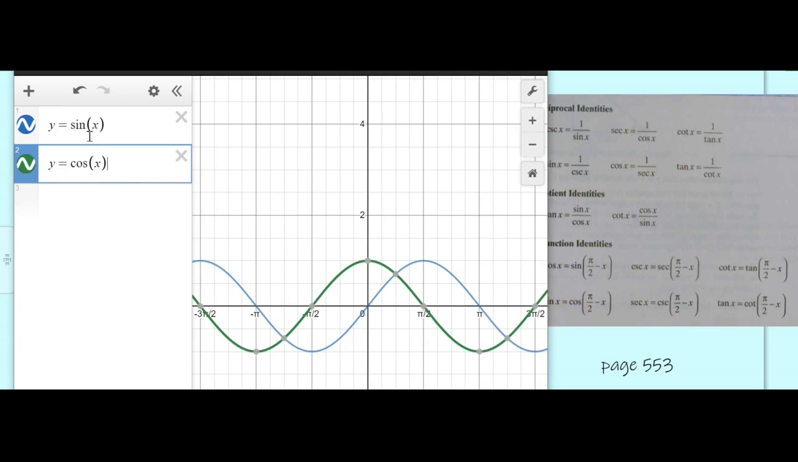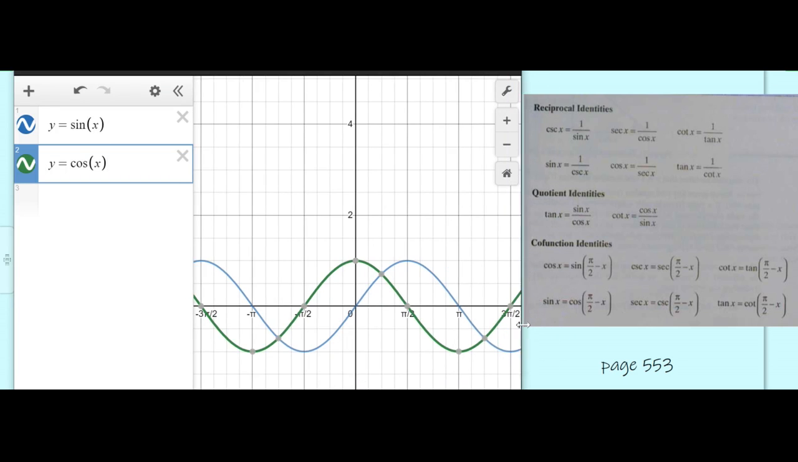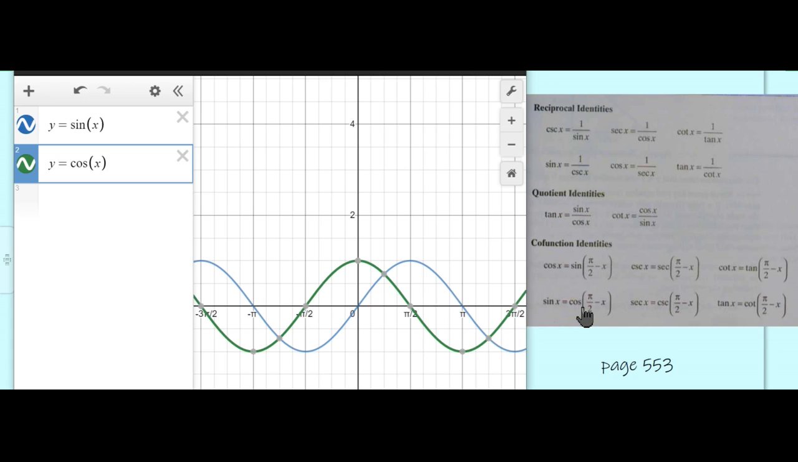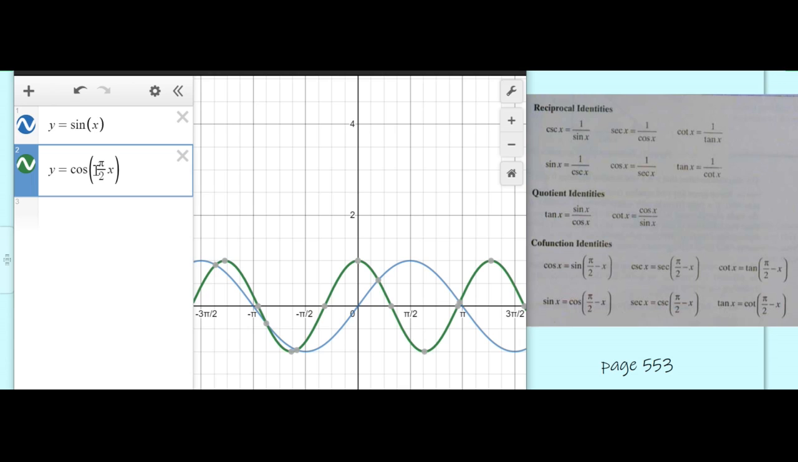So the first one I want to show you is that sine of x is equal to a shift. This is a phase shift. This is equal to pi divided by 2 minus x. Did you see it happen? If I just graph the blue one, that's sine, and now if I graph this shift, cosine ends up being the exact same graph. So this is an identity. Sine of x is equal to cosine shifted.